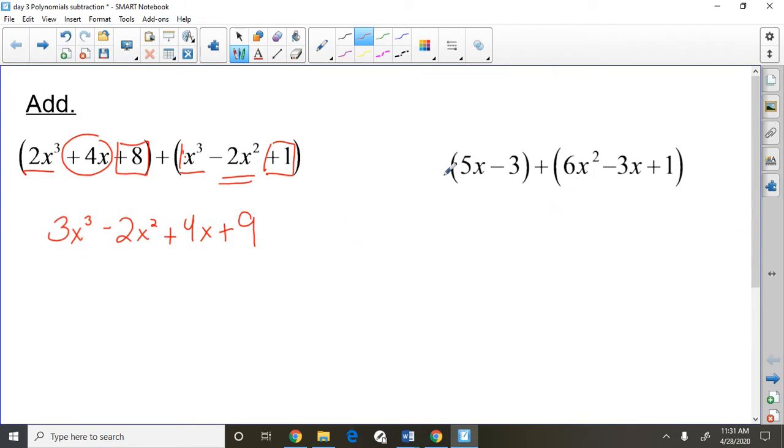Over here, I look and I have a 6x squared, and that's the only x squared term. Then I find my x's, my linear terms. I have 5x and minus 3x. 5 minus 3 gives me 2x. Then I look for my constants. I have minus 3 and plus 1. Negative 3 plus 1 is negative 2. And then I'm all done. So adding is just finding the terms that have the same exponents and then adding their coefficients and leaving the exponent the same.